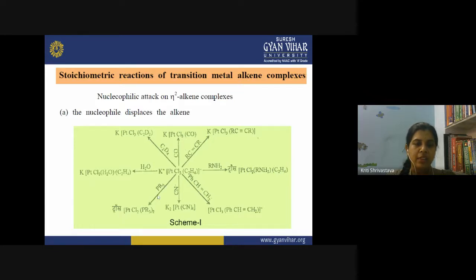Similarly, in case of triphenyl phosphine, we have one alkene and one chloride replaced by the PR3 ligand, because it is also a strong nucleophile, so it also replaces one chloride along with the alkene molecule. And then we have this water molecule attacking over the complex. So this will do what? This will get inserted inside the coordination sphere. It will not replace the alkene, rather it will replace one chloride ligand. Then C2D2 will replace the alkene molecule. So these were the reactions in which the nucleophile displaces the alkene.